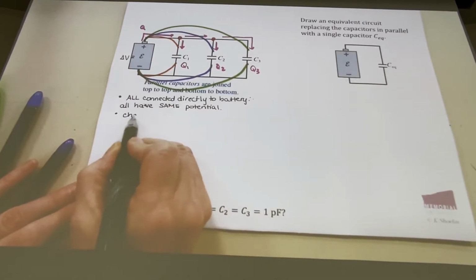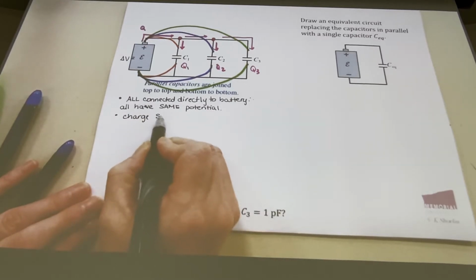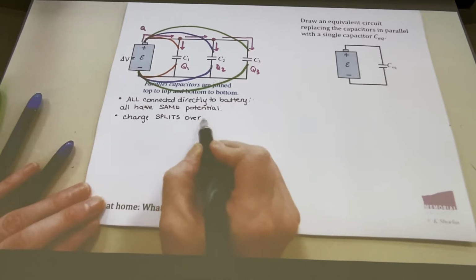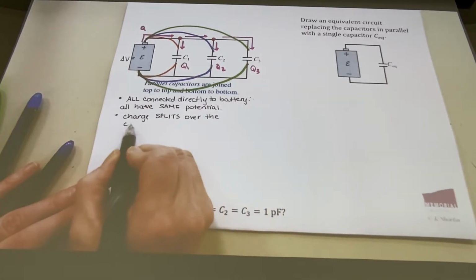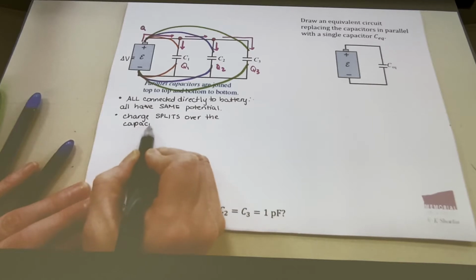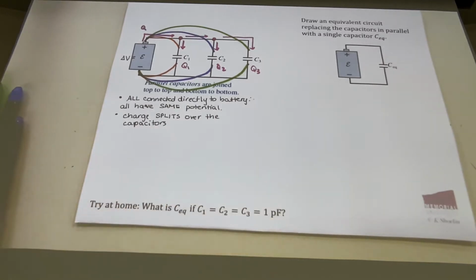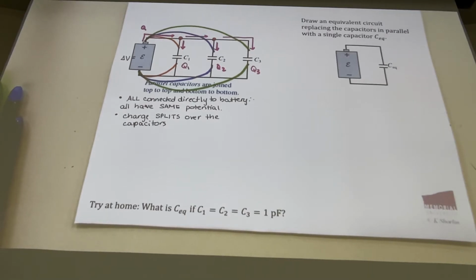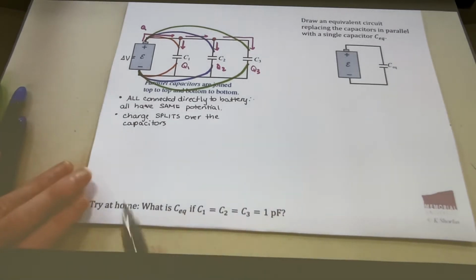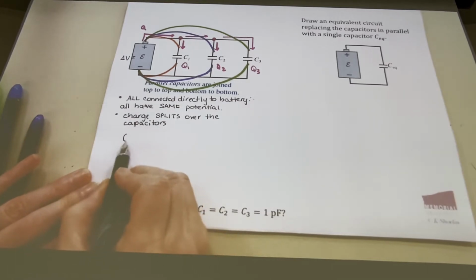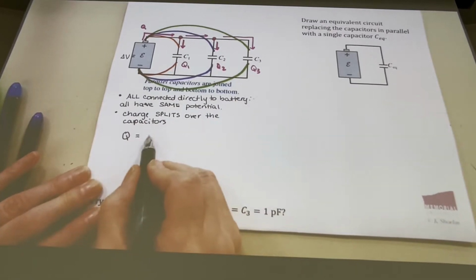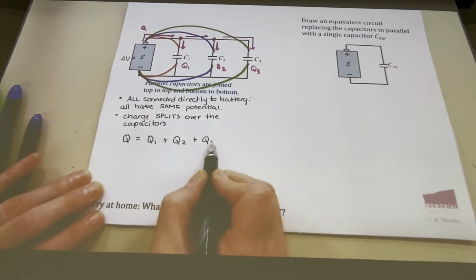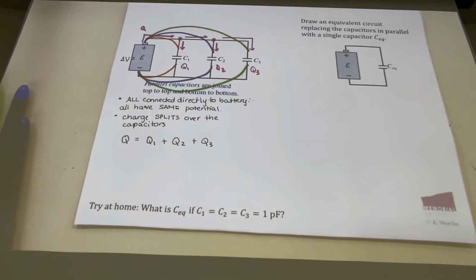And the charge, the net amount of charge leaving the battery, splits over the capacitors. And overall, we can't have any loss of charge because there's nowhere for it to go, right? It's not going to fall on the floor somewhere. It has to go to the capacitors. So because the charge splits, we can write that our total amount of charge that's output by the battery is equal to the net amount of charge that ends up stored on those capacitor plates. There's our net charge.